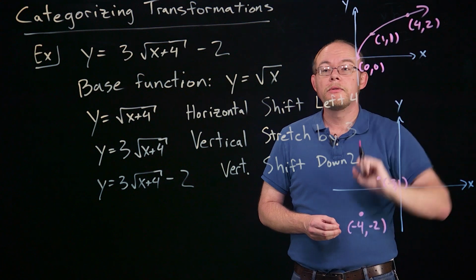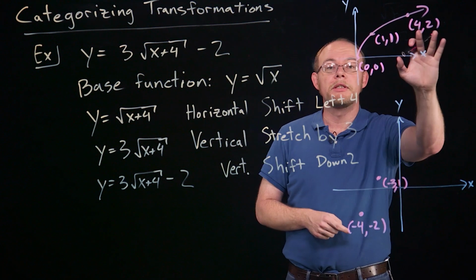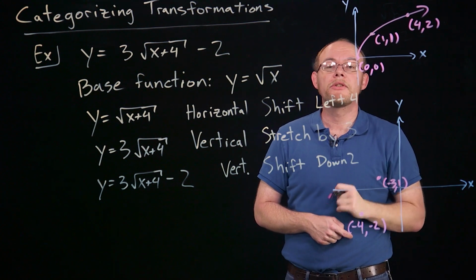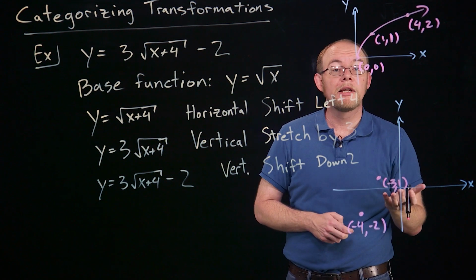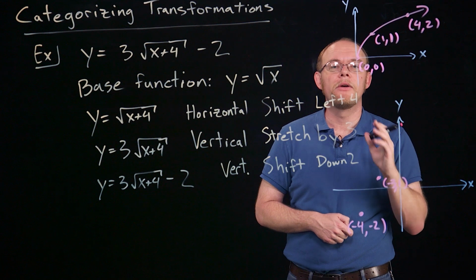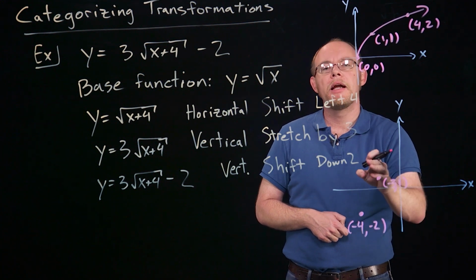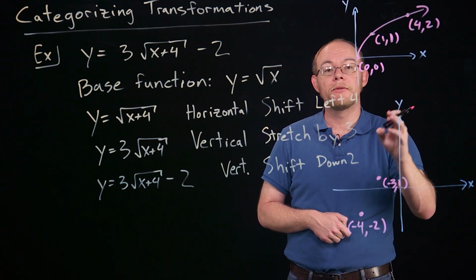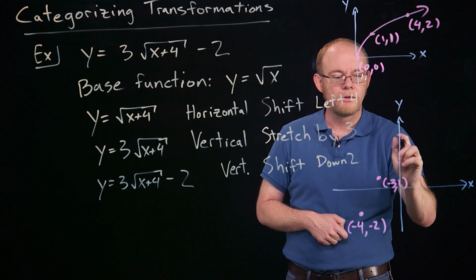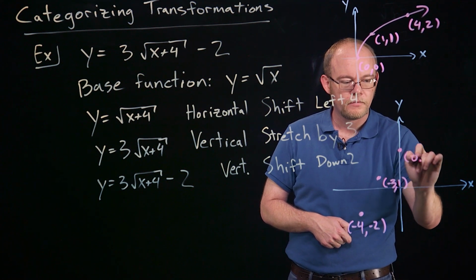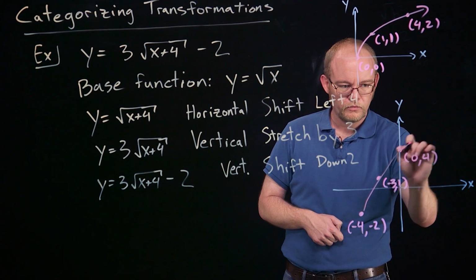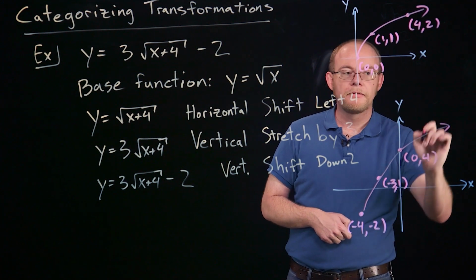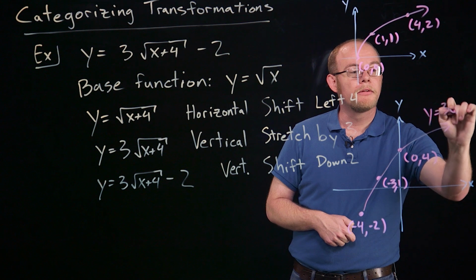Last one, 4, 2. I'm going to shift left 4, so that's going to take me to the y-axis at 0, 2. I'm going to vertically stretch by 3, so that means I multiply that 2 by 3. I get 6, so now I'm at point 0, 6. And then finally I shift down by 2, so I go from 0, 6 to 0, 4. And if I look at that, that's the graph I'm looking for.